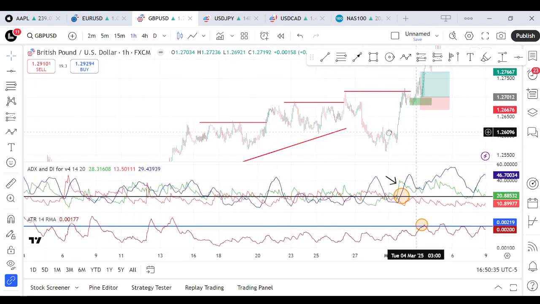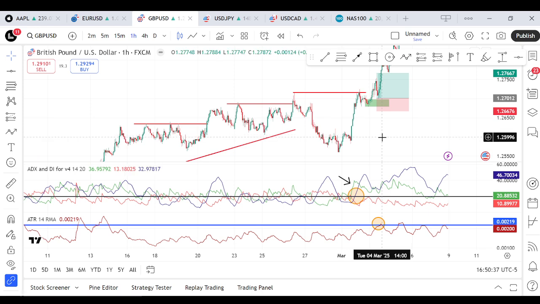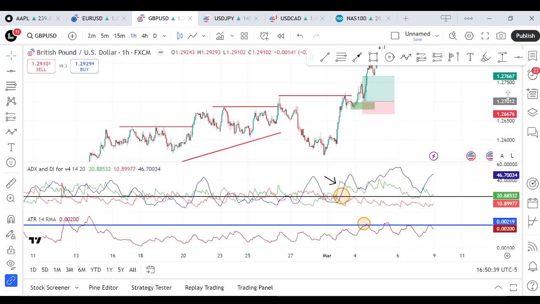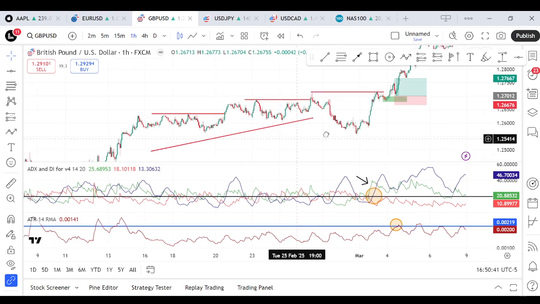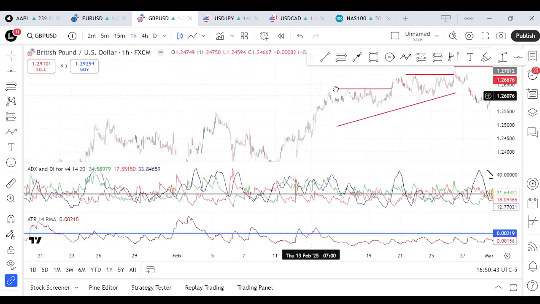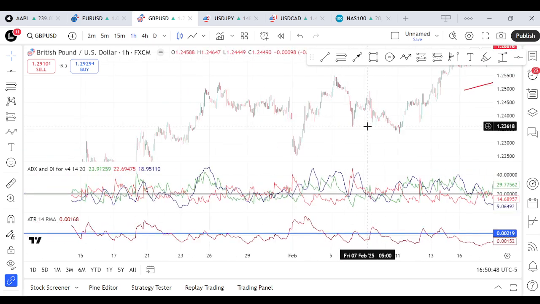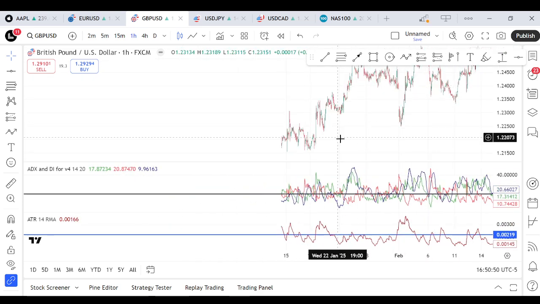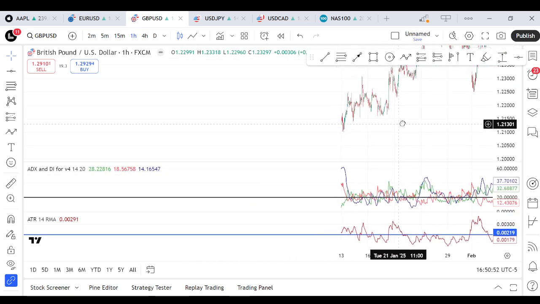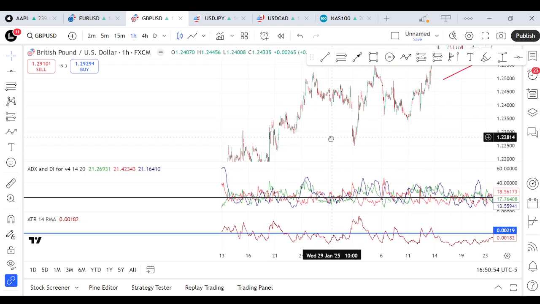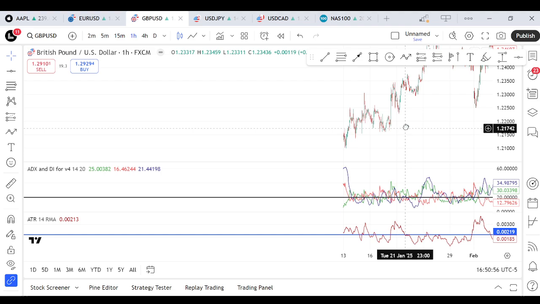So this is how you can use this strategy to take your trades in the forex market, and it also works in the stock market. So if you're a day trader, ensure you use this strategy. Okay, let's look for another example before we call it a close for today.